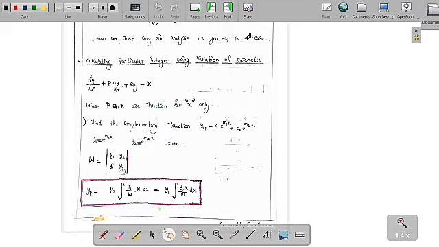W is the determinant of y1, y2, y1 dash, y2 dash. I am going to assume it in this manner. Now the particular integral solution will be in this format: particular integral is equal to y2 into the integral of y1 by W into capital X dx, minus y1 into the integral of y2 capital X by W dx.